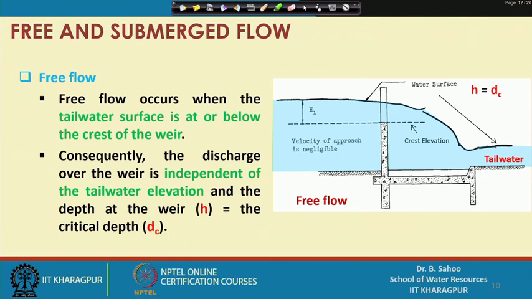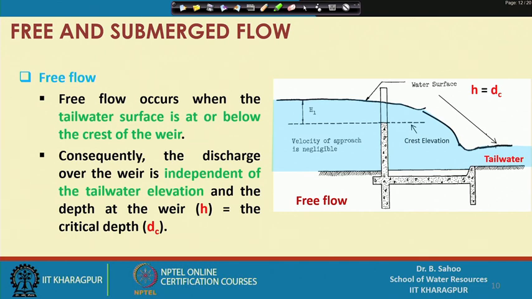So, this is a picture showing the free and submerged flow. You can see in this picture, the tail water is much below the crest level. Here the velocity of approach of the flow above the crest level is capital H1, and the tail water is not obstructing the flow of the water which is approaching the crest. That means there is no disturbance of tail water to the upstream flow.